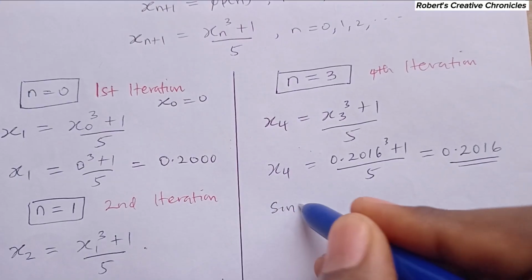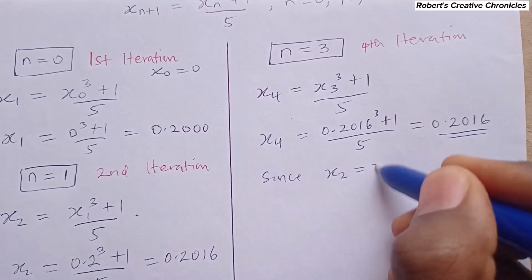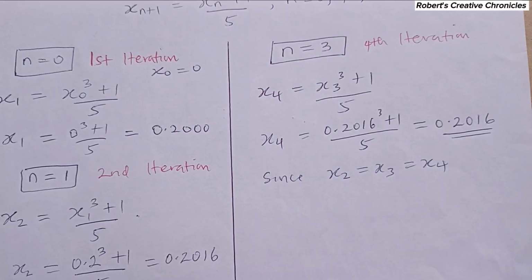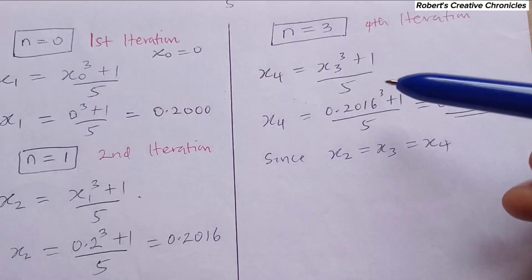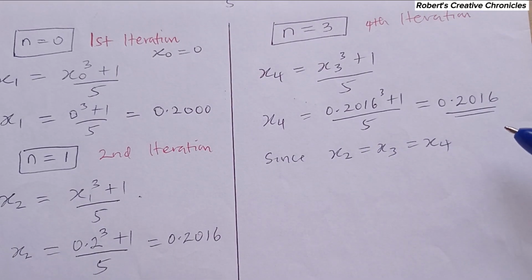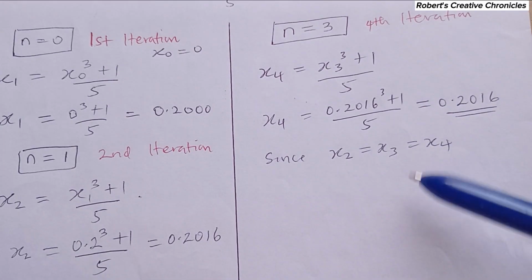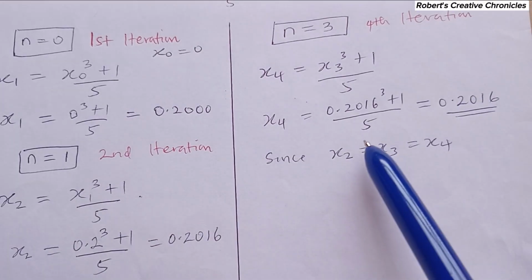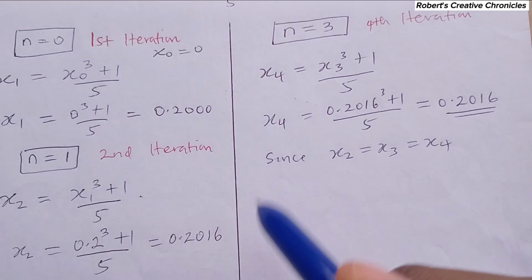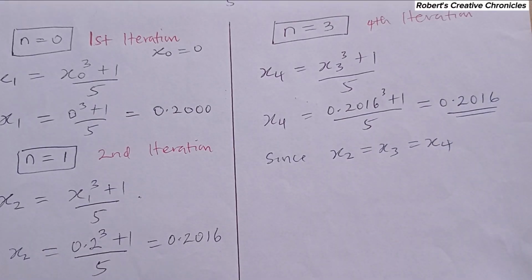Since x2 is equal to x3 is equal to x4. Normally when you get the same answer twice, you can stop the iteration. But today I just want to move further. So we got it 3 times. Even though we continue, we'll still be getting 0.2016.